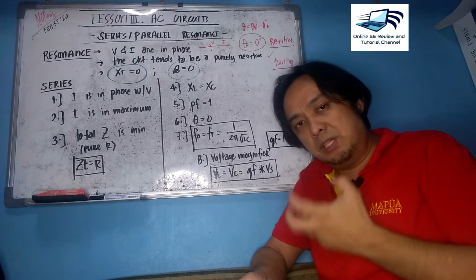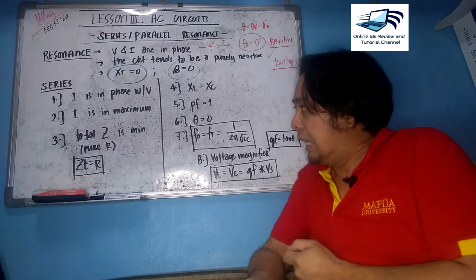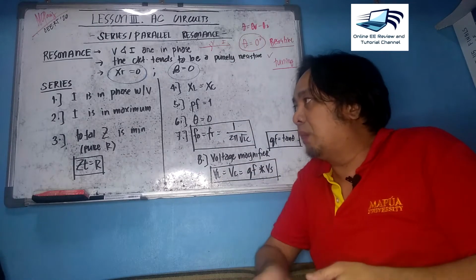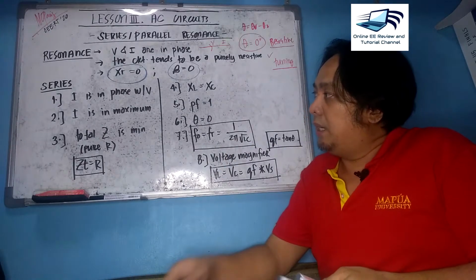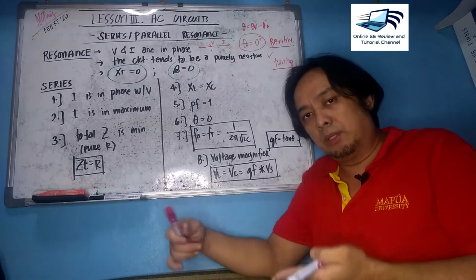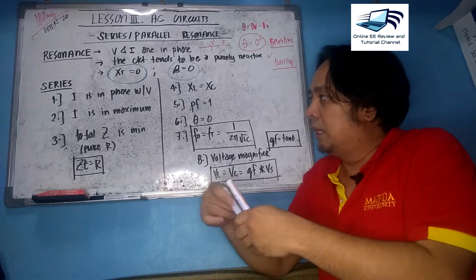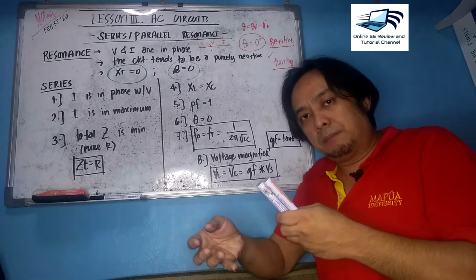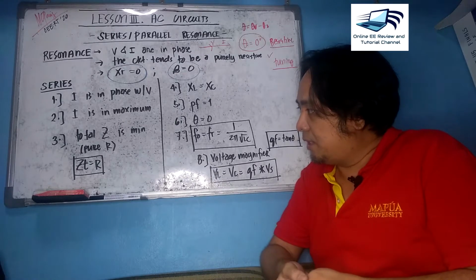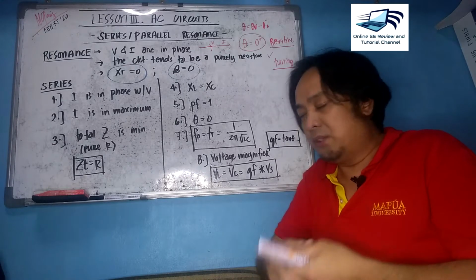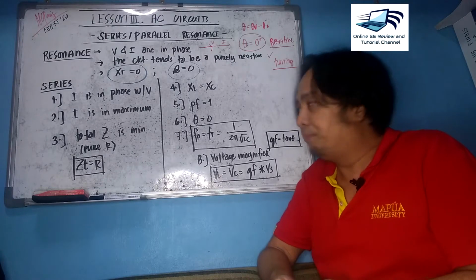But for now, since this is just a refresher, I will just enumerate the characteristics of a series or a parallel resonance. In a series resonance, as usual, number 1, the current is always in phase with the voltage. Number 2, the current is maximum. Number 3, the total impedance is minimum, or the circuit tends to be purely resistive.